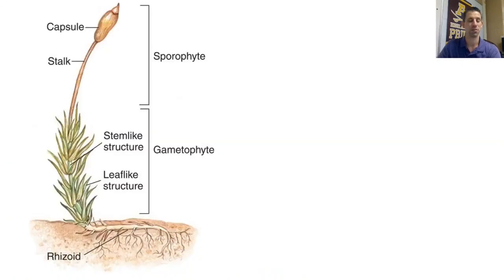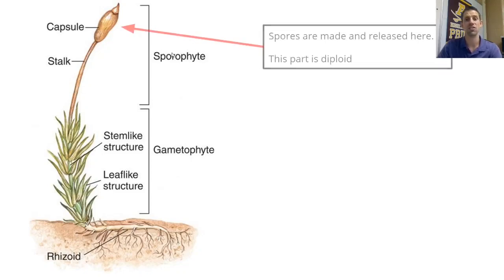Here we have an image, an artistic drawing, a side view of a moss, or a bryophyte, that includes all of its parts. And there are some key parts to take note of here. We'll start at the top with the structure that's called the sporophyte. And what's key, when we think about that name, sporophyte, specifically the spore part of it, is that this is the location where spores are going to be made and released.